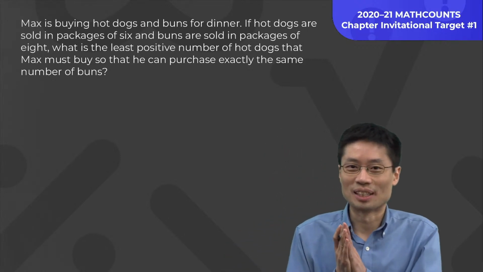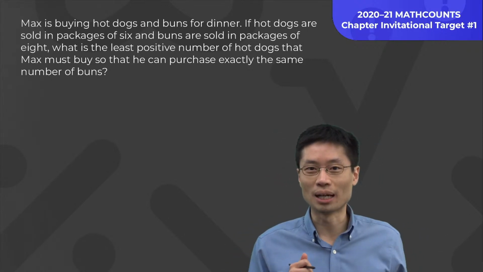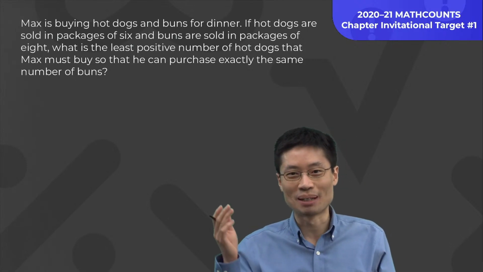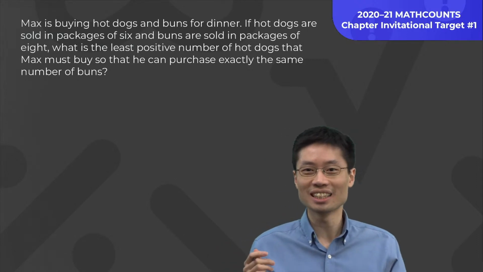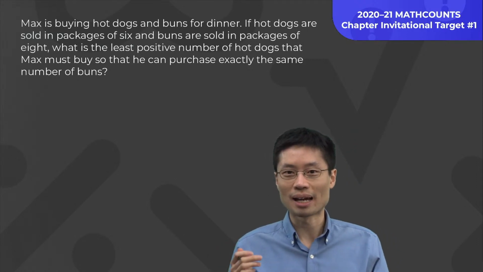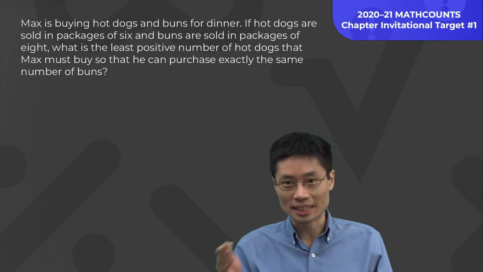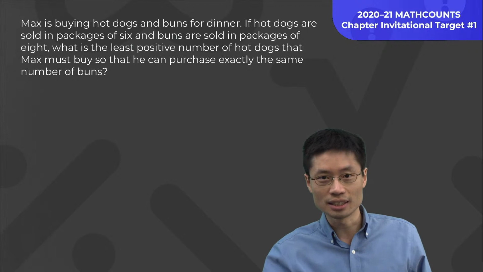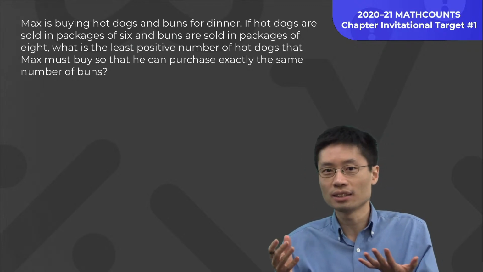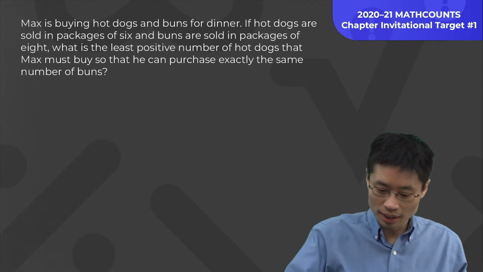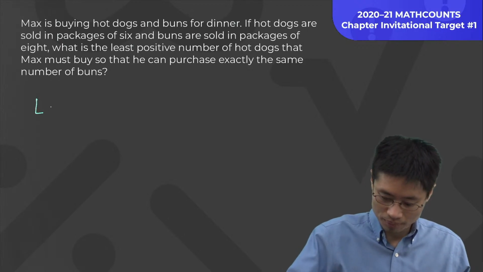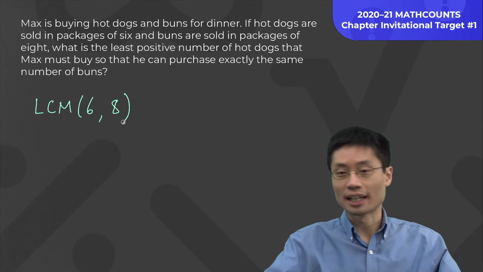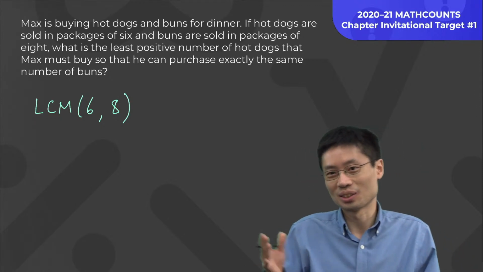All right, what do we have here? Max is buying hot dogs and buns for dinner. If hot dogs are sold in packages of 6 and buns are sold in packages of 8, what is the least positive number of hot dogs that Max must buy so he can purchase exactly the same number of buns? Okay, so I have 6s and I have 8s, and it looks to me like I need something that's just a least common multiple of 6 and 8, because I have 6s and 8s, right? So in that case, what's this?